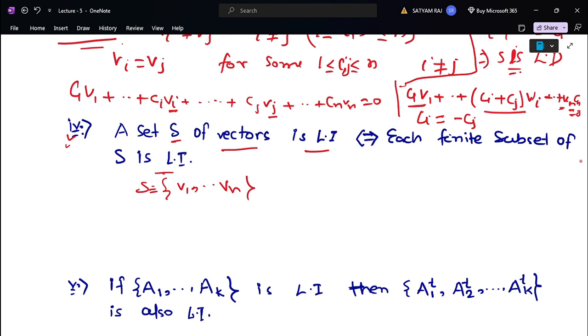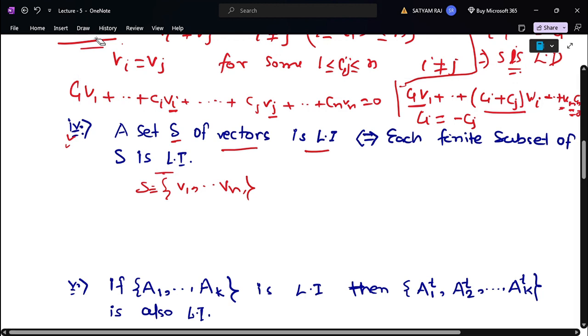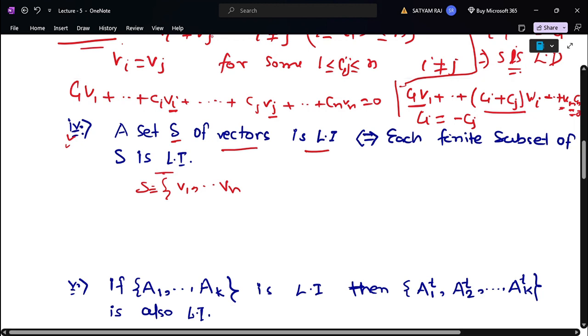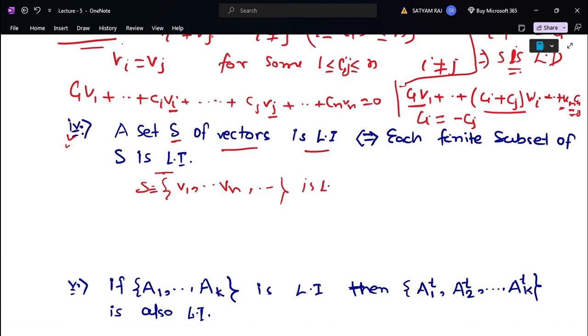First assume this one is LI. This is very useful when the set is infinite, if we have an infinite number of elements in the set S. When we say this set is LI, if we take any finite members from it, those finite members should be LI.